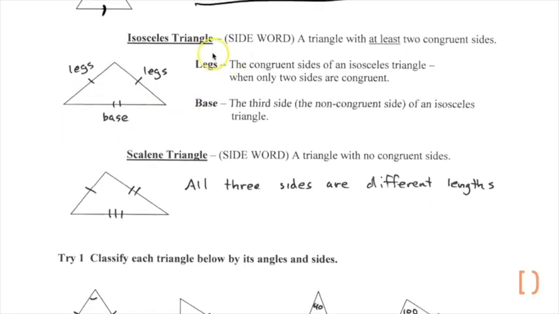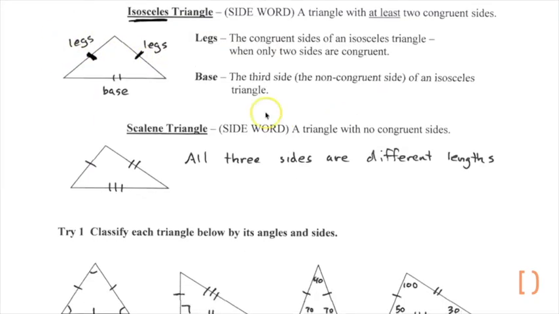An isosceles triangle means you have two sides congruent. And those are usually called the legs. So the legs are the two congruent sides. You can see here they have the markings. Since they both have one mark, that means that they're the same. And the base is the third side, the one that's not the same.